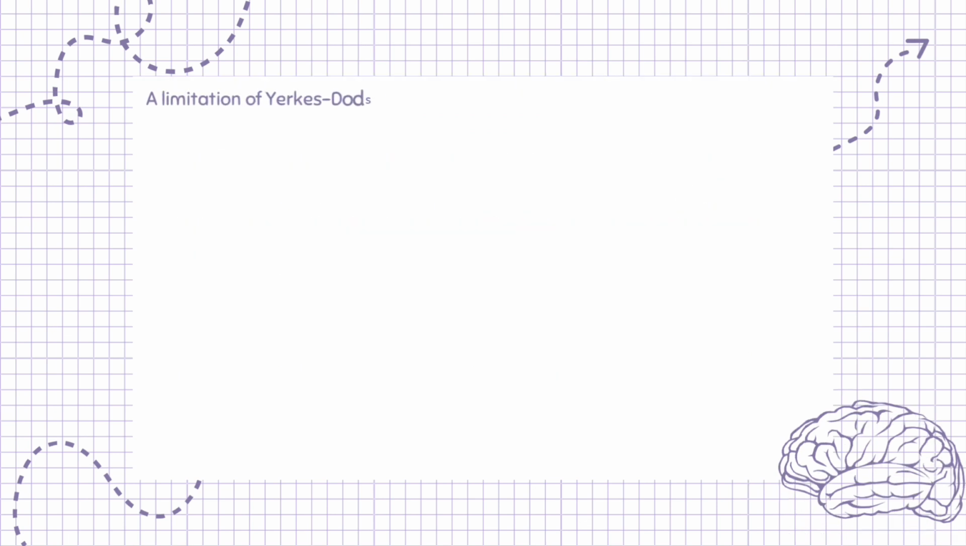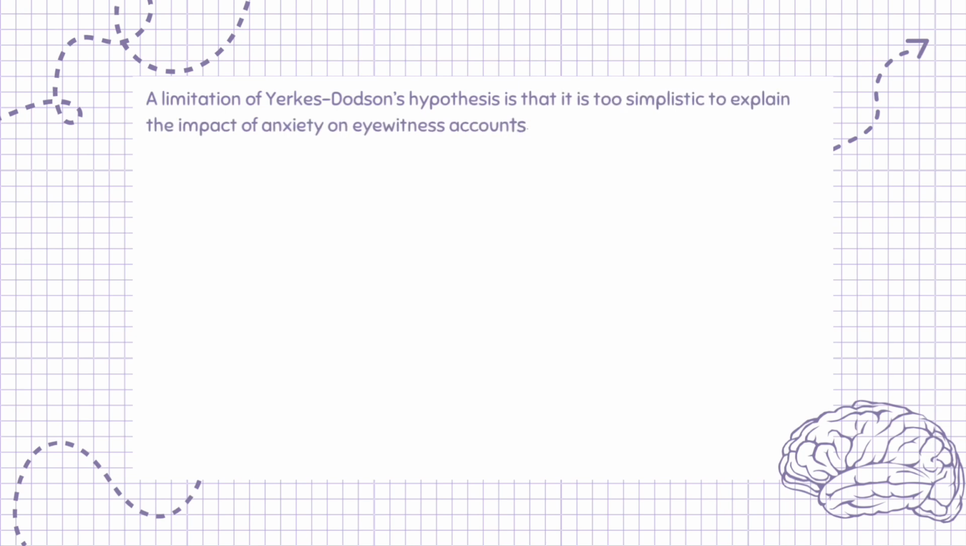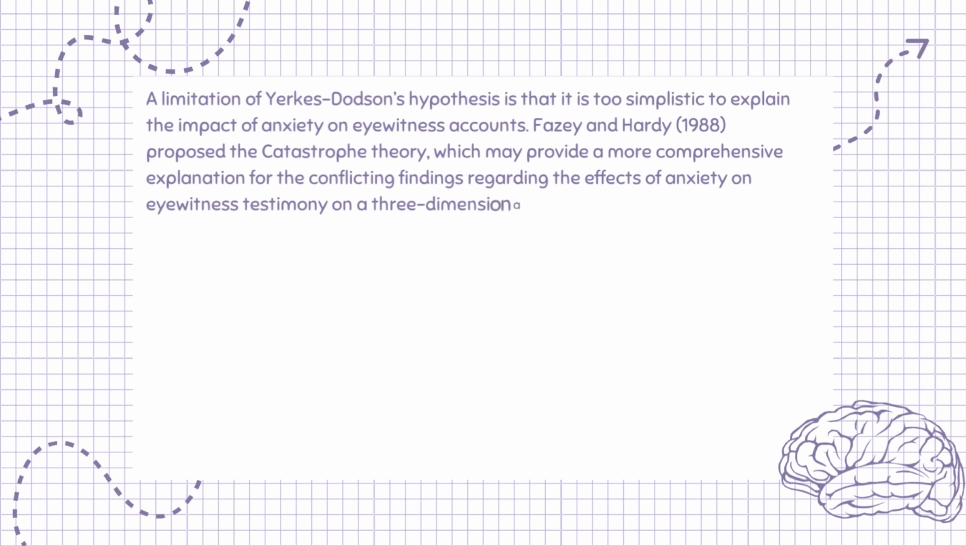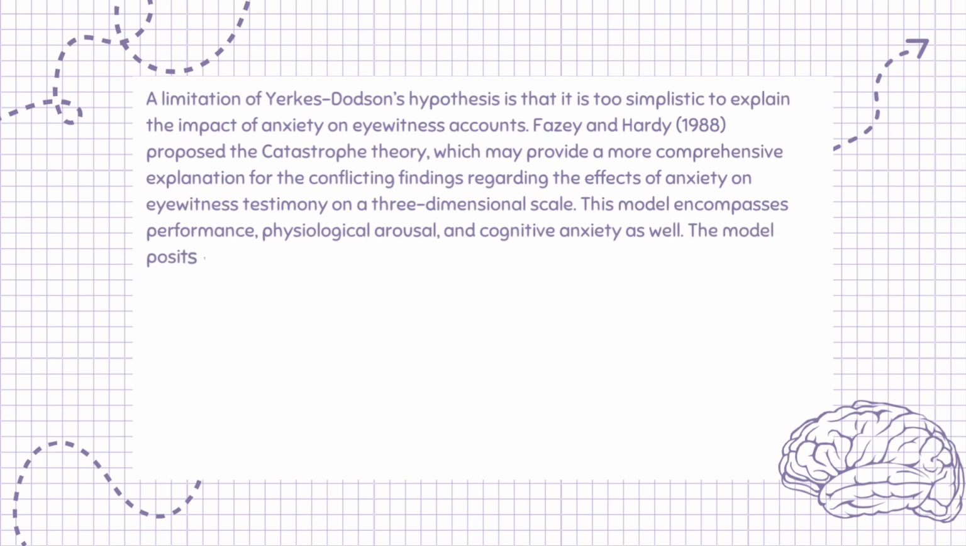A limitation of Yerkes-Dodson's hypothesis is that it is too simplistic to explain the impact of anxiety on eyewitness accounts. Fazey and Hardy, 1988, proposed the catastrophe theory, which may provide a more comprehensive explanation for the conflicting findings regarding the effects of anxiety on eyewitness testimony on a three-dimensional scale. This model encompasses performance, physiological arousal, and cognitive anxiety as well.